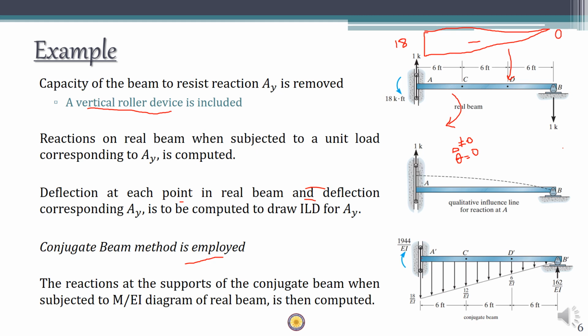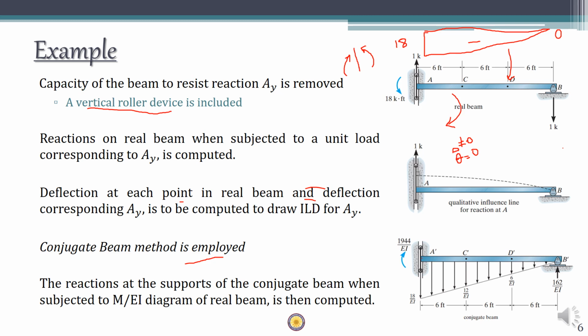this distance, so 1 into 18 is 18, and it is in the clockwise direction as per the sign convention. This is the positive sign convention for bending moment, so clockwise on the right means that it is a negative moment, right? So this is the bending moment diagram for the real beam, minus 18 at A and 0 at B. So we load this M by EI diagram on the conjugate beam.